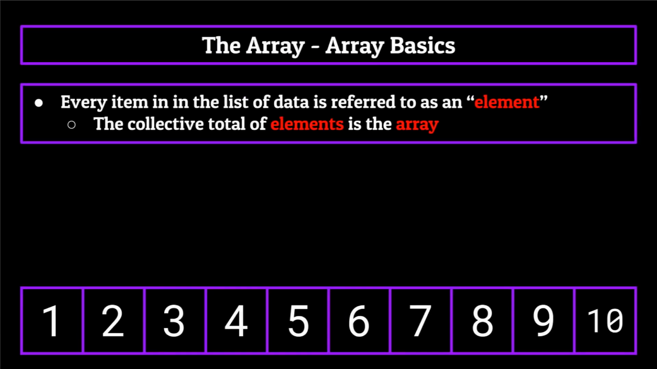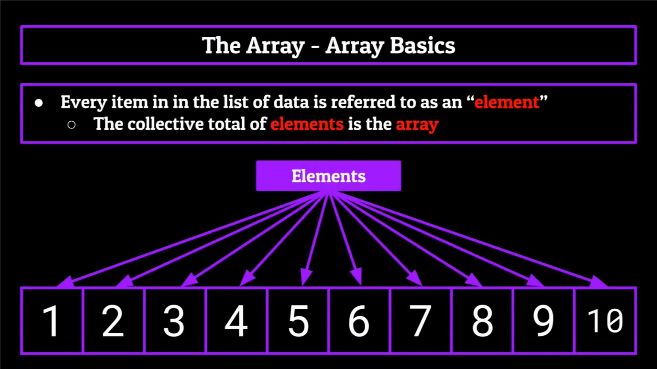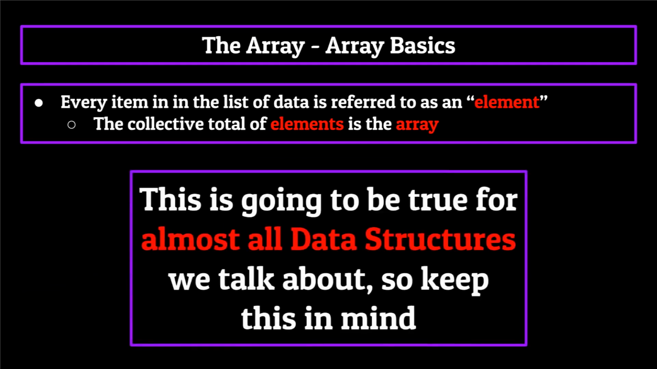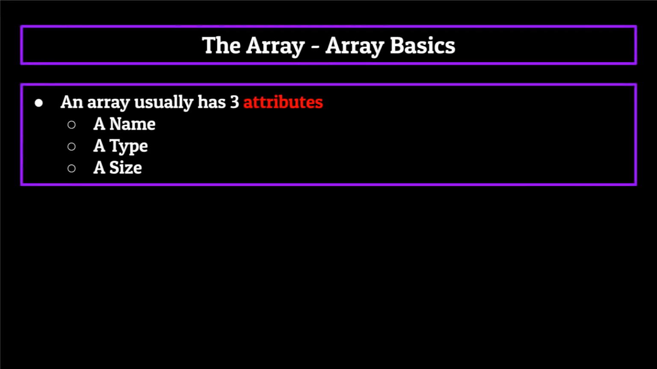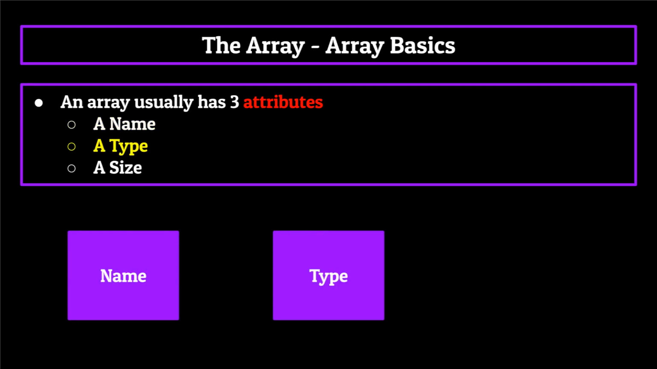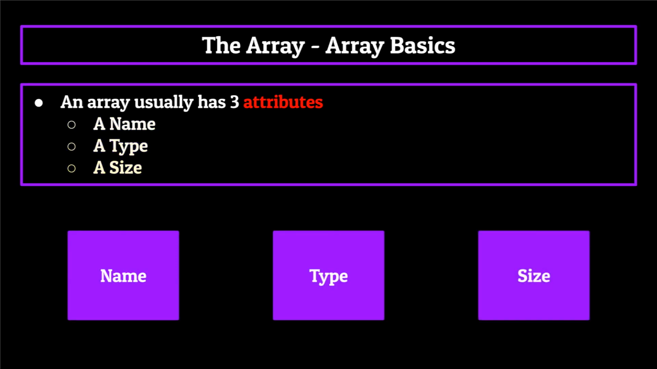Every item contained within the array is referred to as an element of that array, and we call the collective total of elements the array. This is going to be true for almost all data structures we talk about, by the way, so just keep that in mind. An array will also have three attributes associated with it, the first being a name for the array, the second a type for the array, and the third a size for the array.